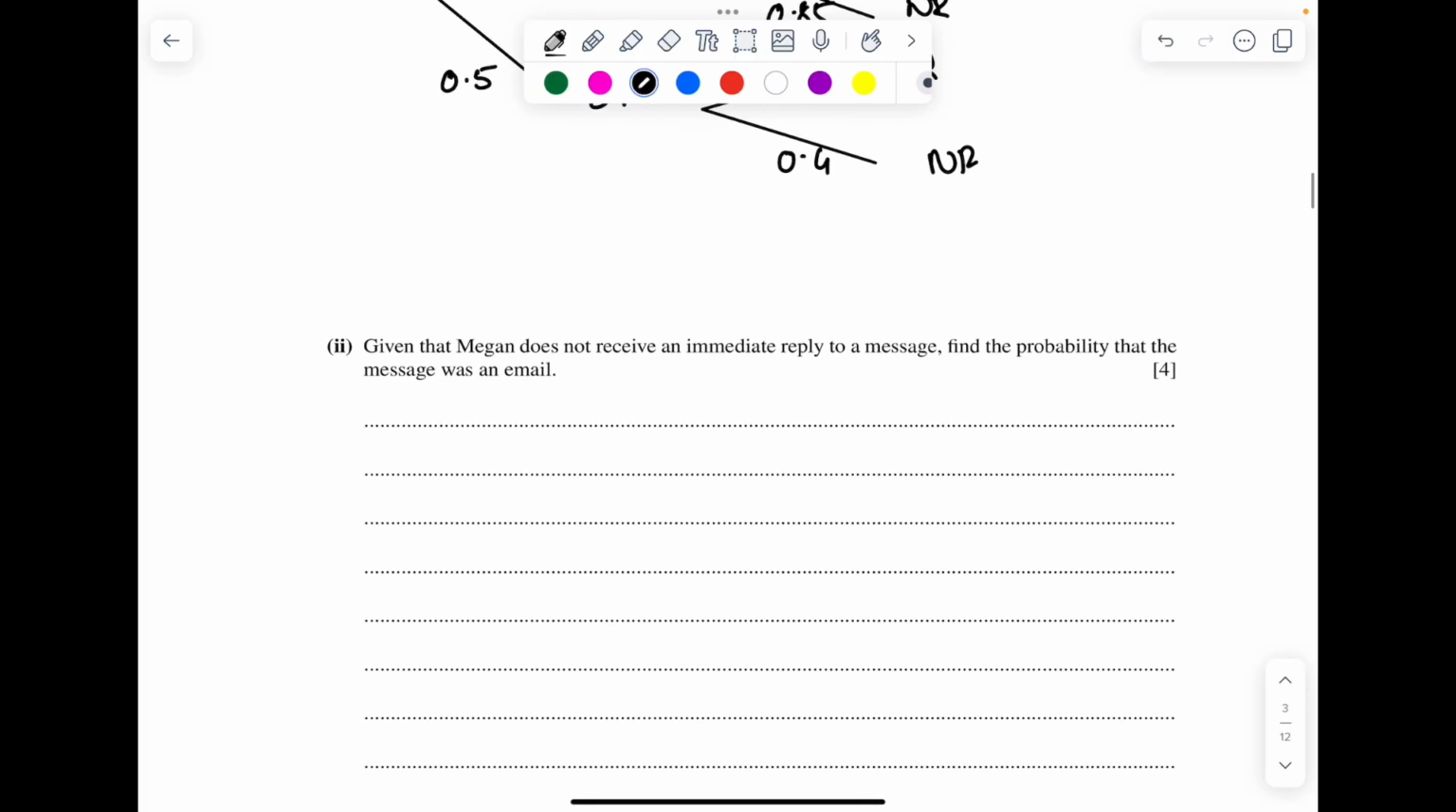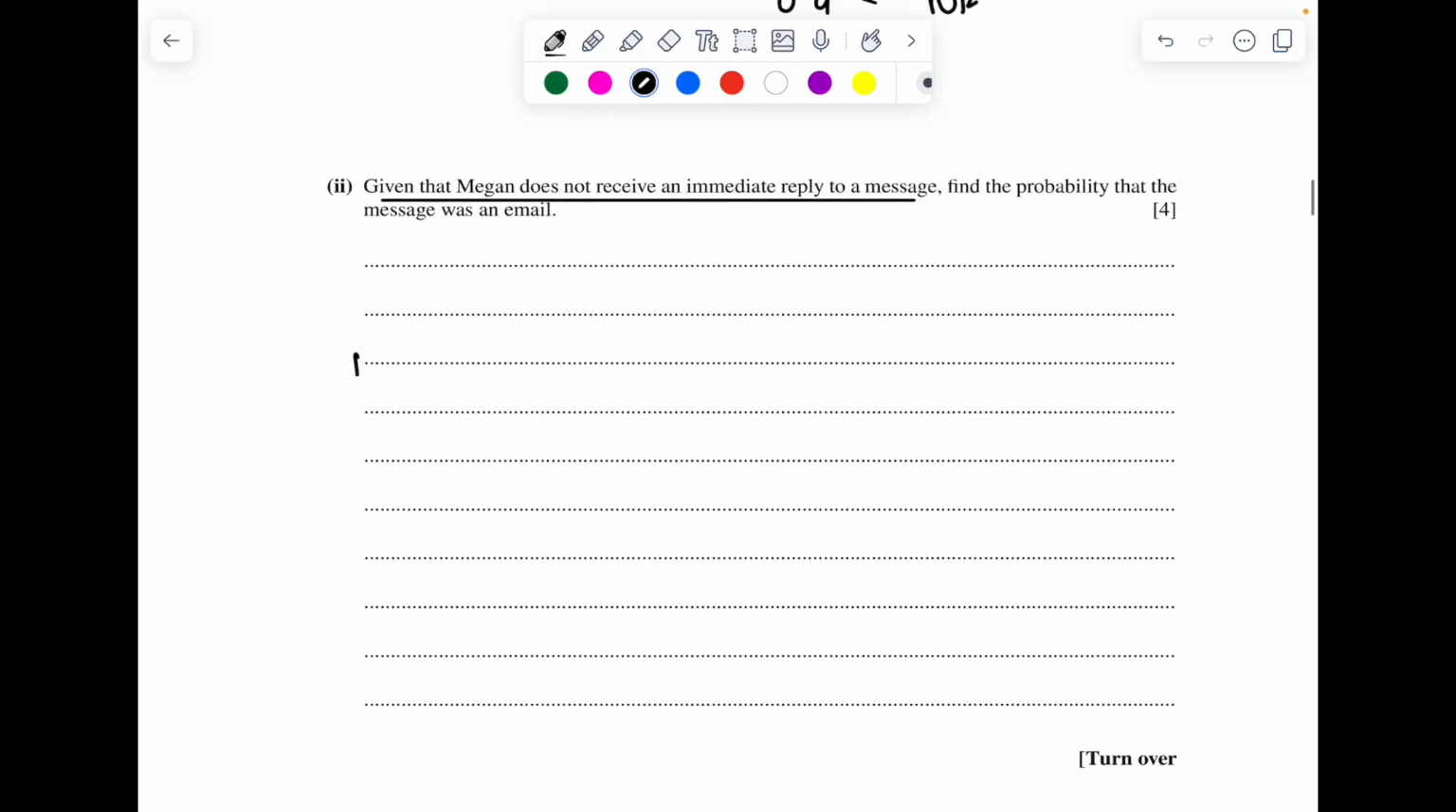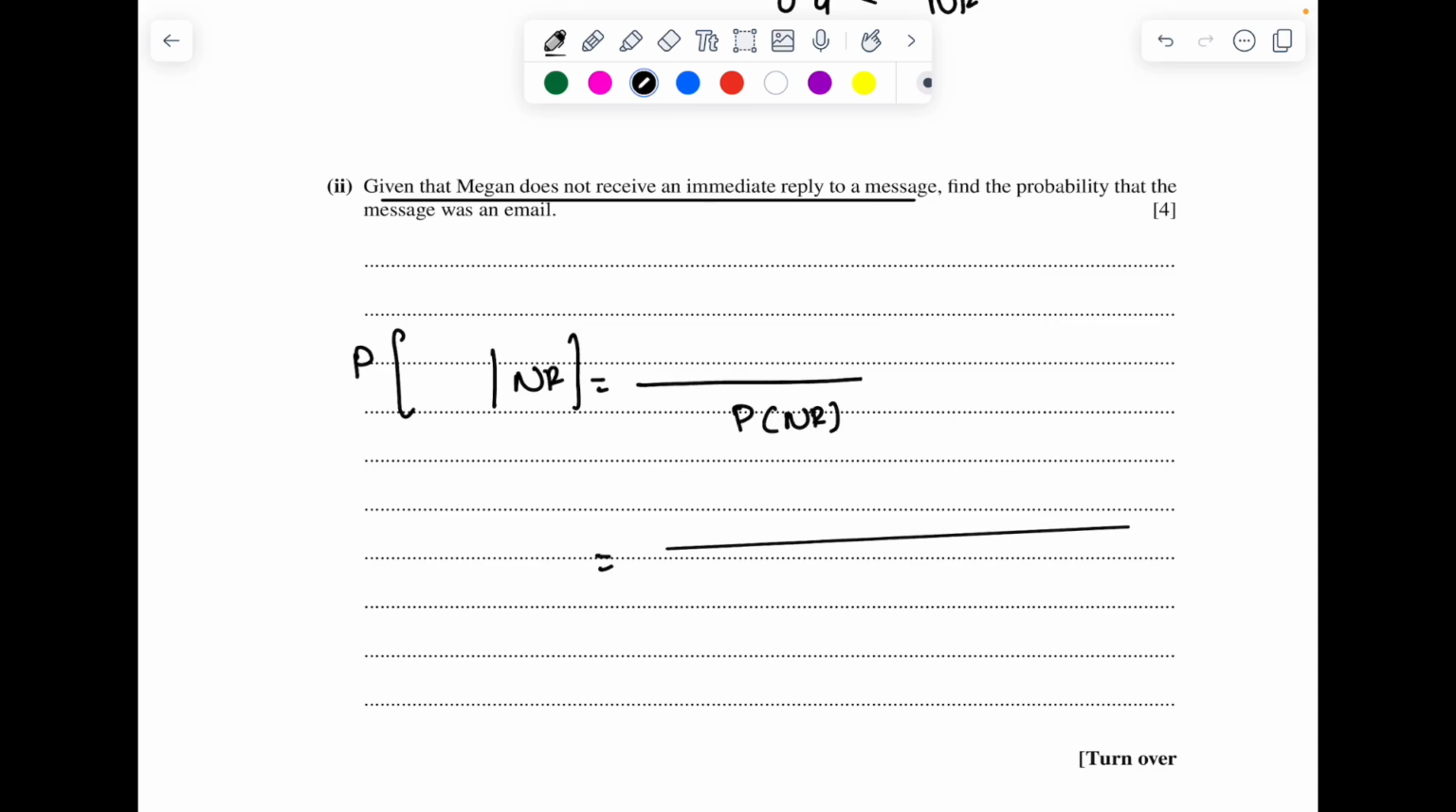Then, given that Megan does not receive an immediate reply to the message, so this is the probability given that there is no reply. So the probability of no reply is in the denominator. So what is that? Text and no reply, or email and no reply, or social media and no reply.